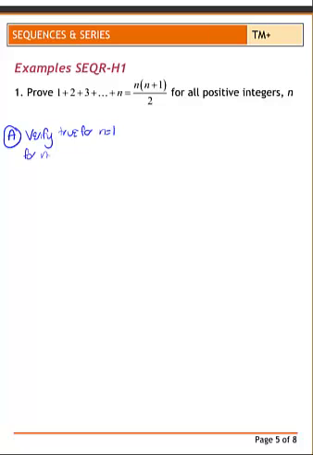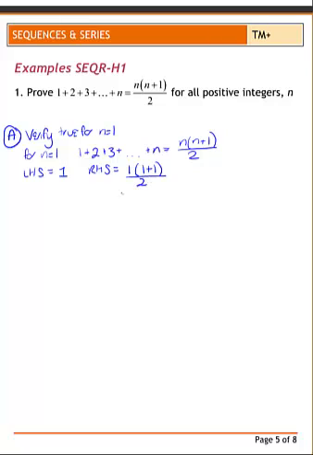So for n equals 1, you've got 1 plus 2 plus 3 plus all the way up to n equals n bracket n plus 1 all over 2. That's what you're given. Now for n is 1, the left hand side is just going to be 1, your first term. Your right hand side is going to be 1 bracket 1 plus 1 all over 2, which equals 1 times 2 all over 2, which is 1. So therefore left hand side equals right hand side. Statement is true. Okay, so M1 is true.